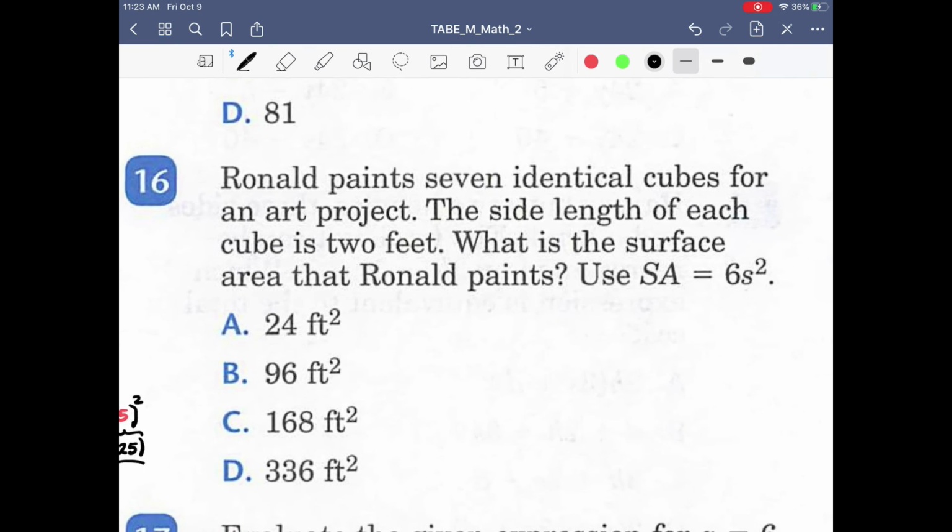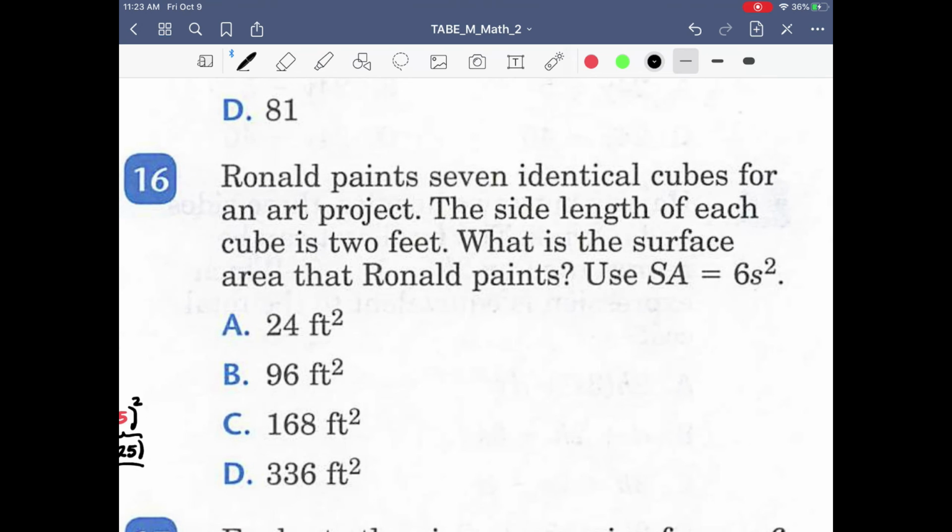Number 16. Ronald paints 7 identical cubes for an art project. The side length of each cube is 2 feet. What is the surface area that Ronald paints? Use the formula surface area equals 6 times side squared.